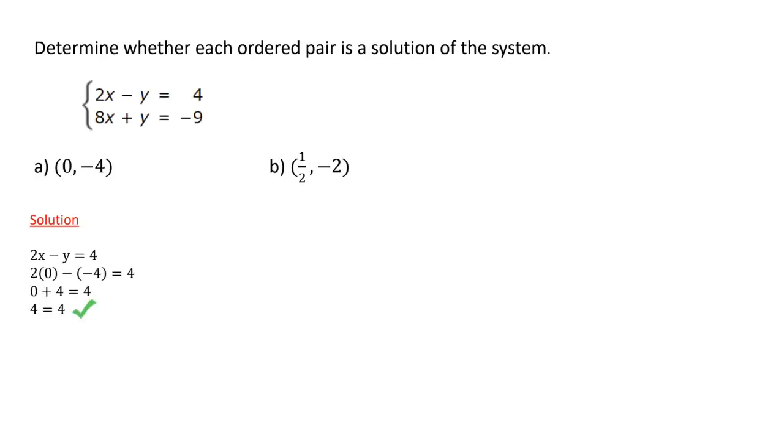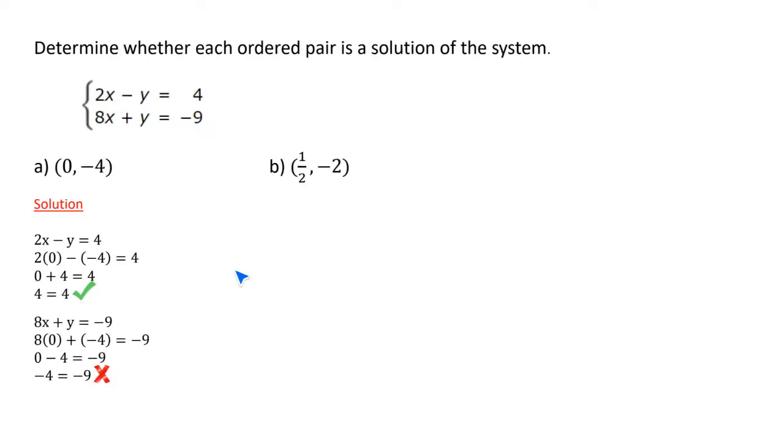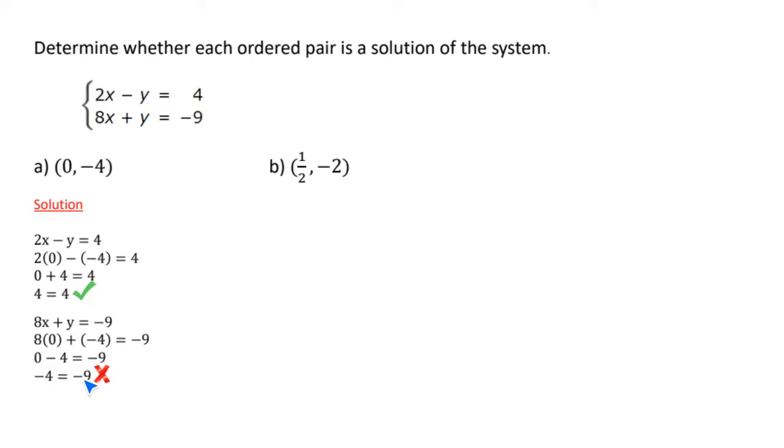And so we end up with 4 is equal to 4. That's a true statement, so we say that this ordered pair satisfies the first equation. But in order to satisfy the entire system, we have to check the second equation. So if I plug in 0 for x and -4 for y, I end up with -4 is equal to -9. And this is a false statement, so it does not satisfy this equation. Therefore, this point is not a solution to the system.